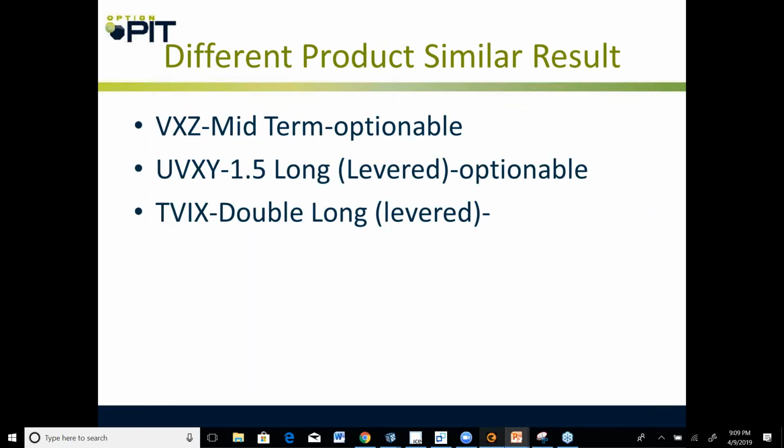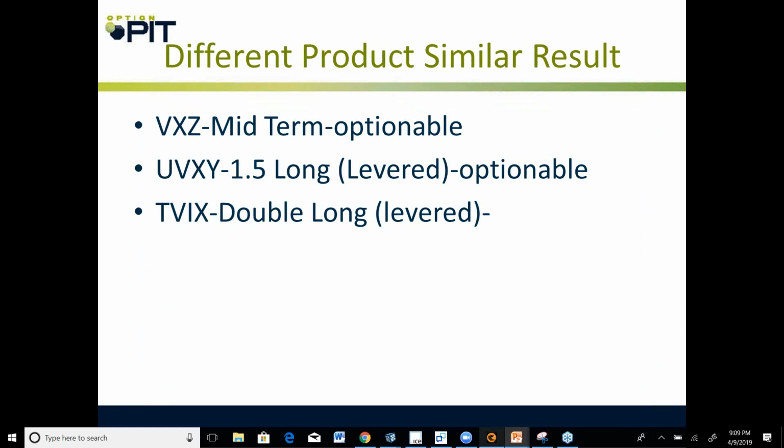So here's some different products that also trade. You've got VXZ, which is VXX, but it has a duration of about 100 days, so it doesn't drop as quickly. You have UVXY, which is levered. It's 1.5 times VXX. And you have TVIX, which is double VXX.